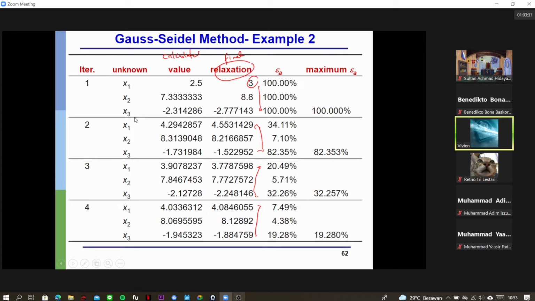Any question? Excuse me, ma'am, can I ask? Yes, William. Does it mean when we have a divergent function, it must be under relaxation, ma'am? And for the convergent function, it means that we have to check whether using the basic or the over relaxation, ma'am? We have to check it again. Yes.